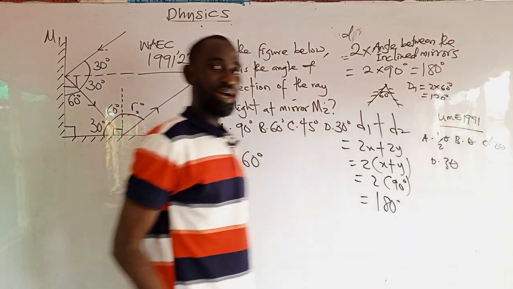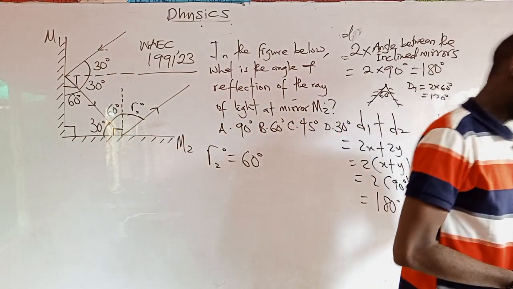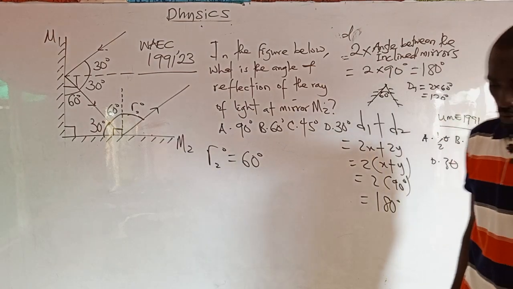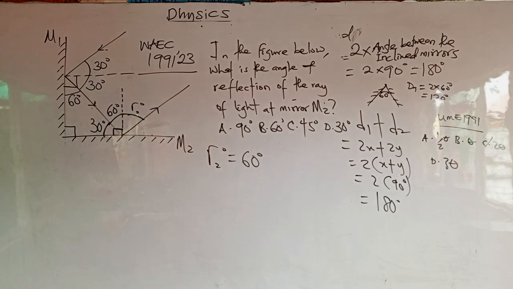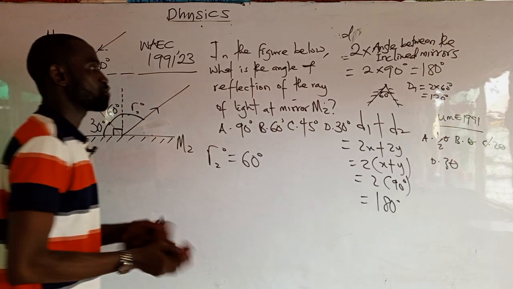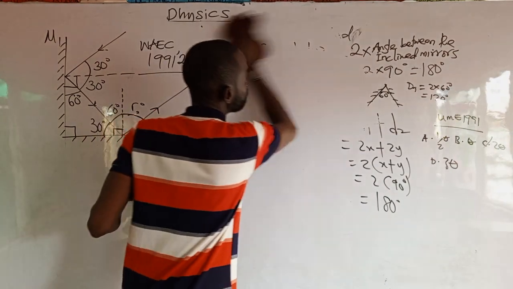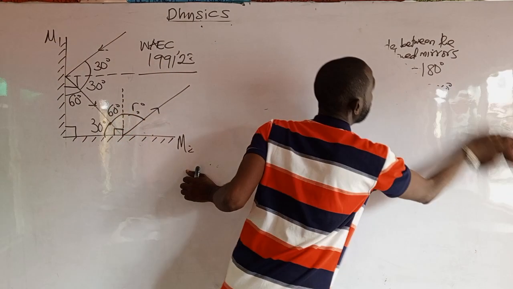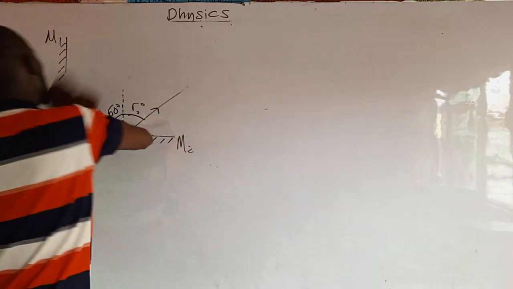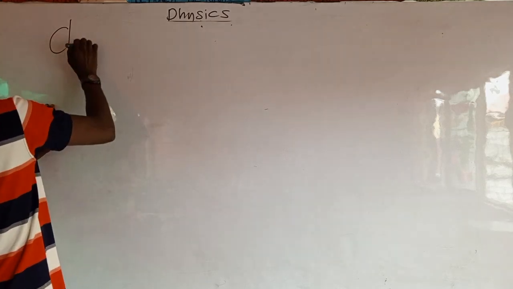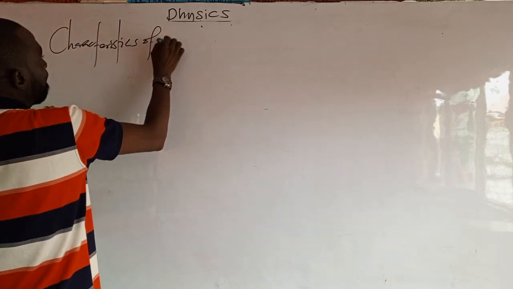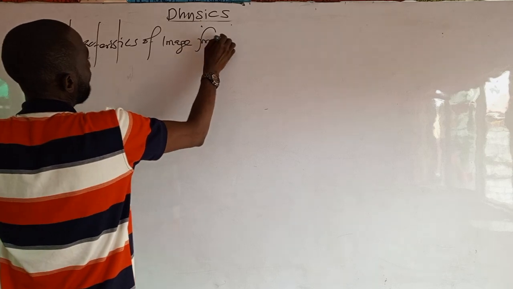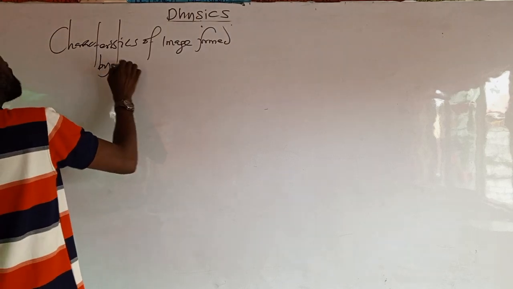So let's go to the characteristics of images formed by plane mirror. After that, we will look at the uses of plane mirror. In this case, we're going to write just short notes. Short notes. So let's go to the first one. The first one is characteristics of images formed by plane mirror. I always ask questions from here.